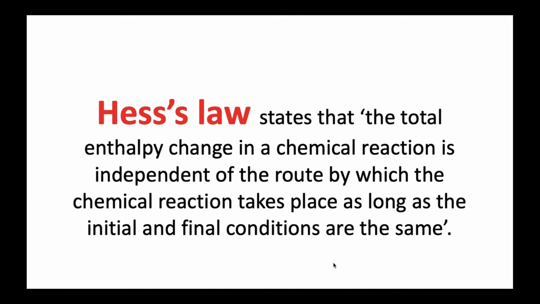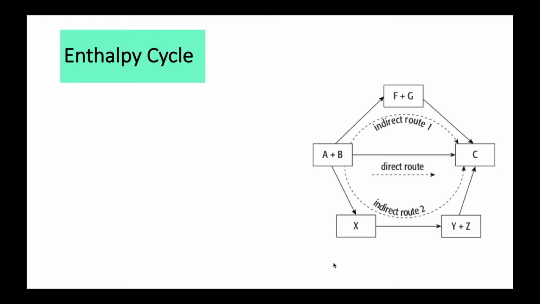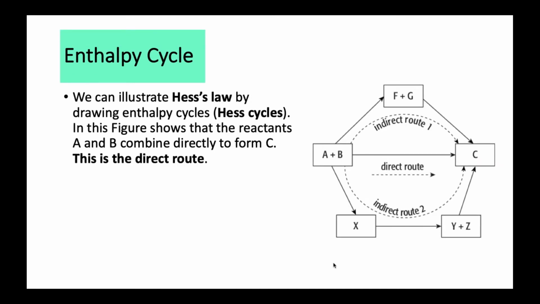Hess law states that the total enthalpy change in a chemical reaction is independent of the route by which the chemical reaction takes place, as long as the initial and final conditions are the same. Enthalpy cycle. We can illustrate Hess law by drawing an enthalpy cycle, or we call it a Hess cycle.